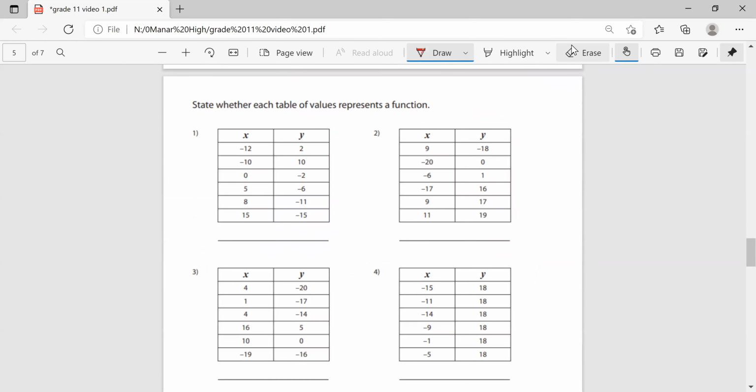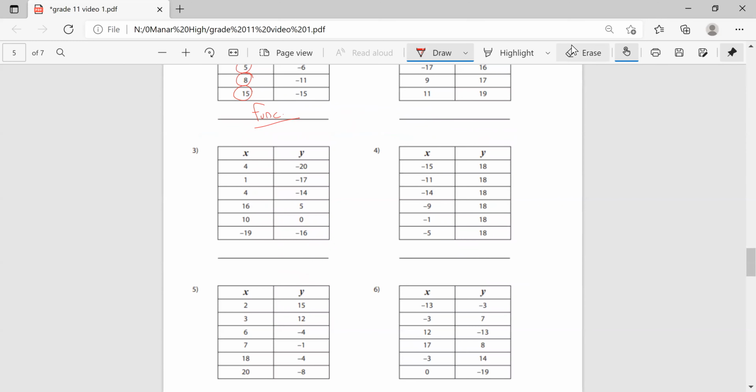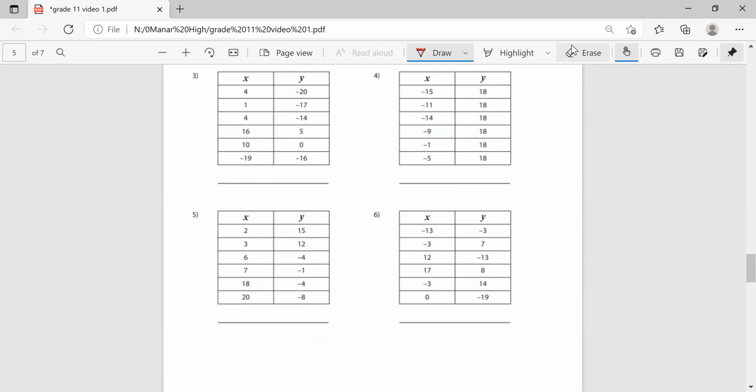Okay, here, the same table, but in a different way. So my eyes lie only on the X values. Is there any repeated values? No. So this is a function. Here, is there any repeated values here in number 6? Negative 13, negative 3, 12, 17, negative 3, oops, error. So this is a repeated value, so this is not a function.